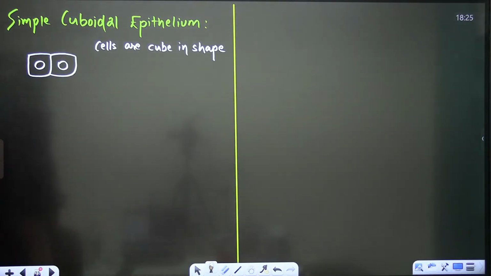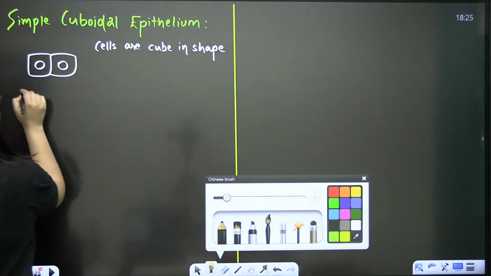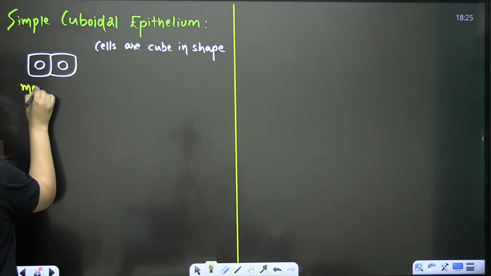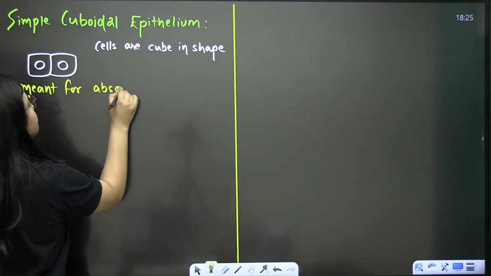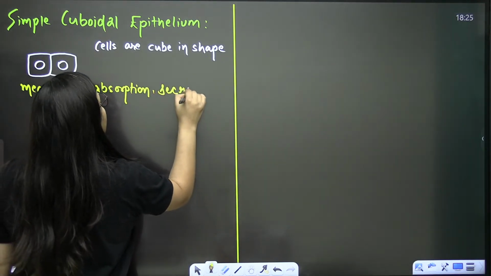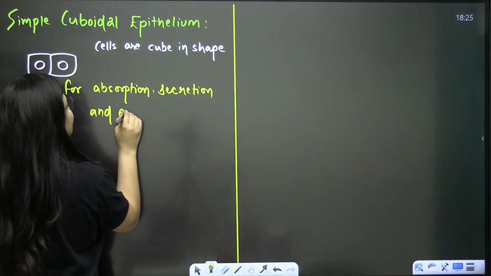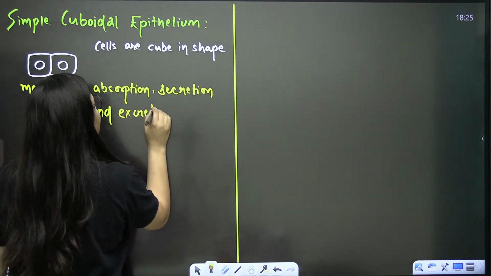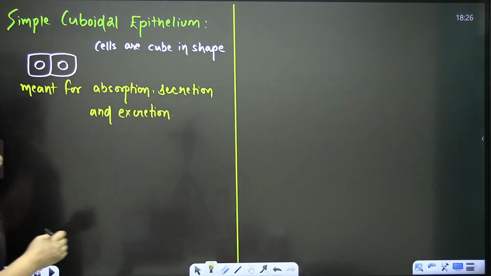Yes, please note down. Cells are cube in shape. Clear? So it is meant for absorption, secretion and excretion. When it comes to the function, this epithelium is meant for absorption, secretion and excretion. Clear? Simple, right?